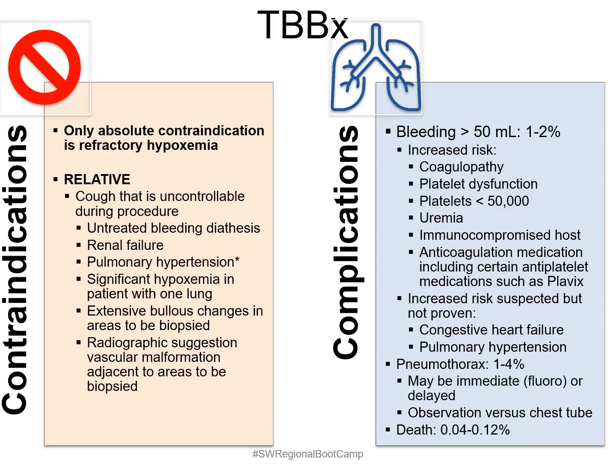Pneumothorax occurs in 1 to 4% of cases and may be immediately recognized in fluoroscopy or delayed. Depending on the size and how symptomatic the patient is, you may be able to observe versus place a chest tube. Overall, death is fortunately rare at 0.04 to 0.12%.